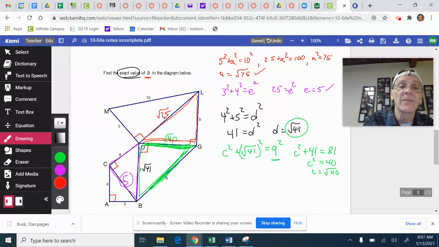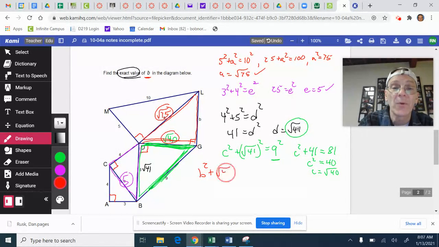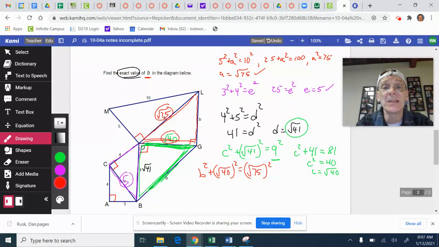All right? I've got the square root of 40, and I've got the square root of 75. The square root of 75 is the hypotenuse. So here goes the last equation. B squared plus square root of 40 squared equals square root of 75 squared. This is easy to do without a calculator. We know that square root of 40 squared is 40. The square root of 75 squared is 75.